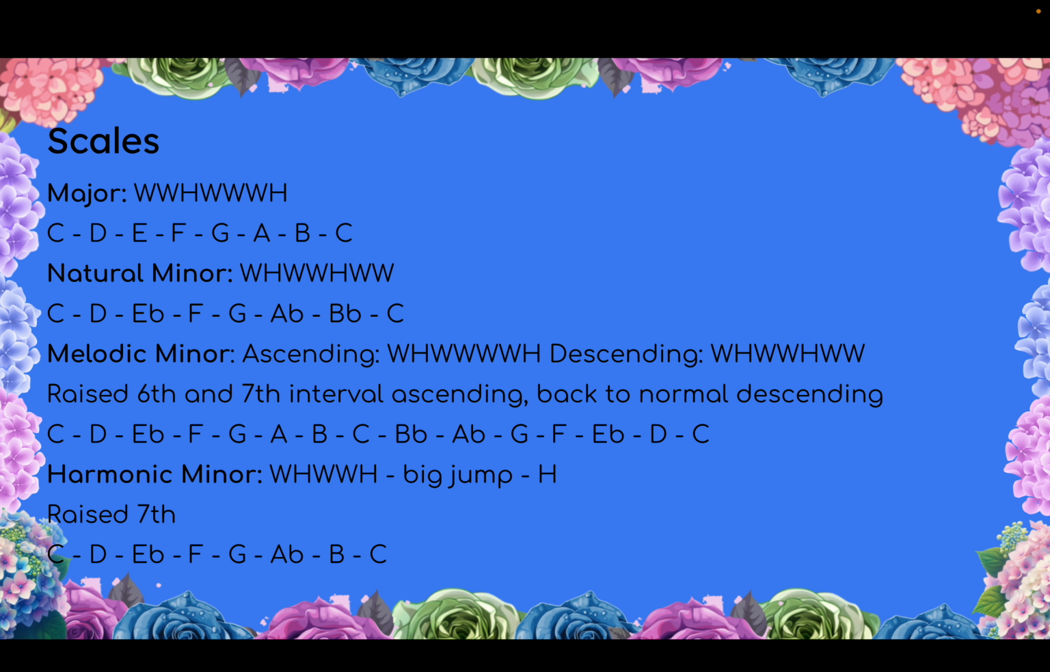And then you have the melodic minor. So melodic minor is definitely the most complex one. You have ascending, it's a different scale. It's whole, half, whole, half. And then descending, it's just a natural minor. And then basically you have a raised sixth and seventh interval.